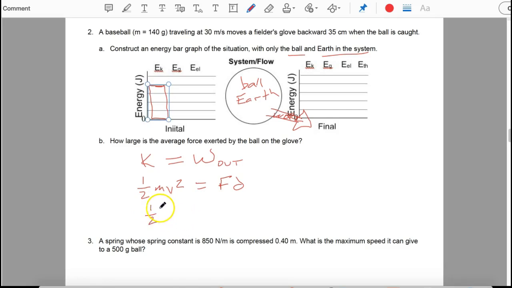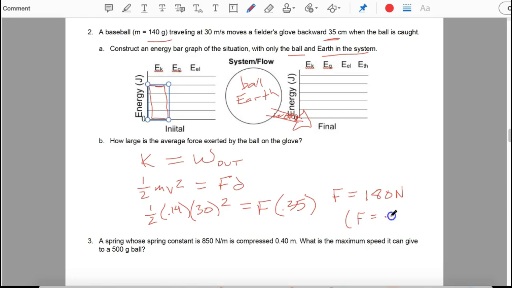So let's go ahead and put some numbers in. That would be 1/2 of 0.14 kilograms. Remember, this grams needs to be in kilograms. And then our velocity is 30 meters per second, squared. And that is equal to the force times the distance. Watch out, it is 35 centimeters or 0.35 meters. From here, if you do your math and solve, you'll find that the force is equal to 180 newtons. And that is in the opposite direction of the motion of the ball. So you could also say that the force here is equal to negative 180 newtons in order to stop the ball.